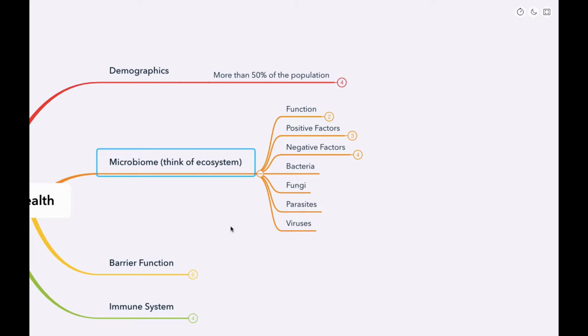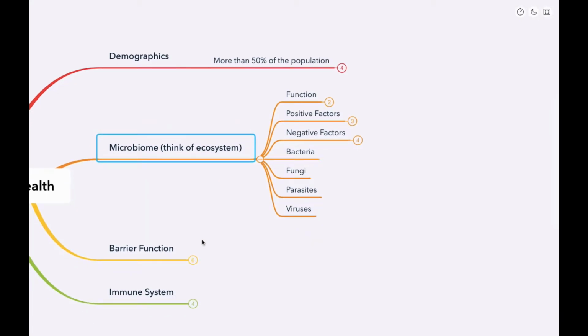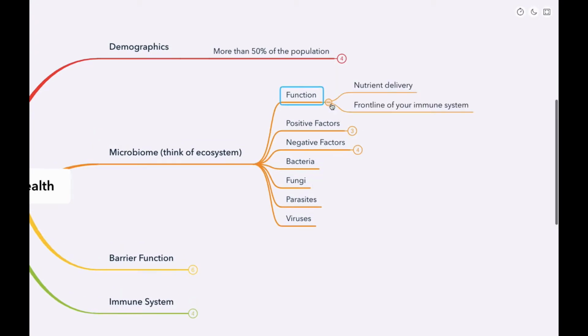You need to have this complex interplay with the right amount of bacteria, fungi, parasites, and viruses. And there are so many things that can impact that. So as we know, the microbiome is not just helping with nutrient delivery. That's really what that complex interplay is so important for. It also actually produces nutrients, and we'll get into that in another video, but it's also the front line of your immune system. It's like you are walking into an ecosystem, and the ecosystem has a front line, and that's what the microbiome acts as.